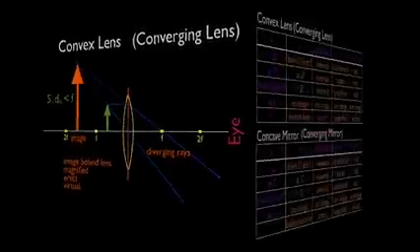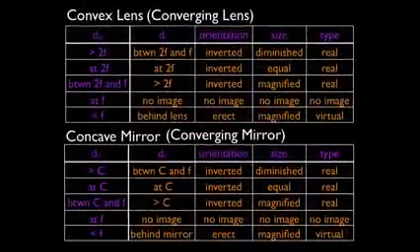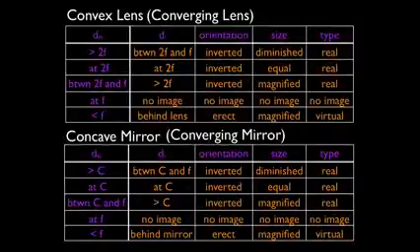Now, I'm going to go through this one table. It looks a little confusing, but it summarizes what we learned in our ray diagrams. This is for a convex lens. This is for a concave mirror. It's going to be in the second video of this series, but I want you to compare the answers for the convex lens to the concave mirror.